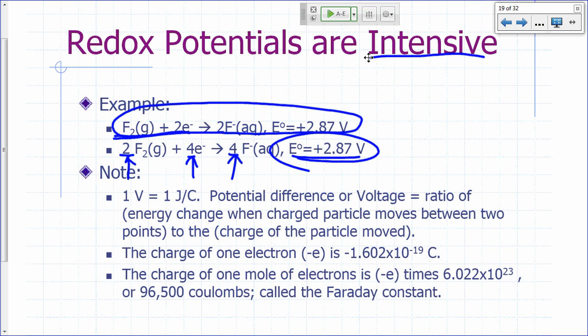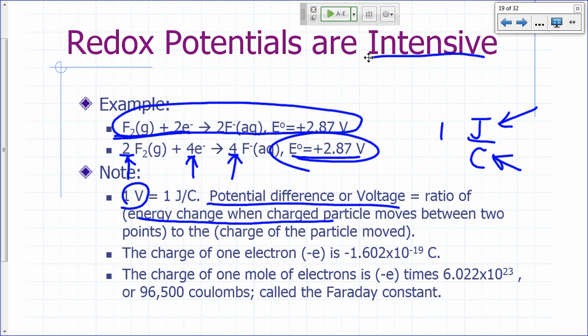Now, a comment about a volt: a volt can be defined as a joule per coulomb, an energy unit over a charge unit. So you can think of a volt or a voltage or a potential difference as the ratio of the energy change when a charged particle moves between 2 points to the charge of the particle. It's the energy the charged particle will gain or lose as it moves between 2 locations, divided by the actual amount of charge. It's energy per unit charge.